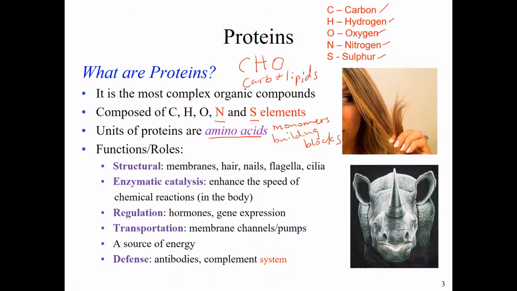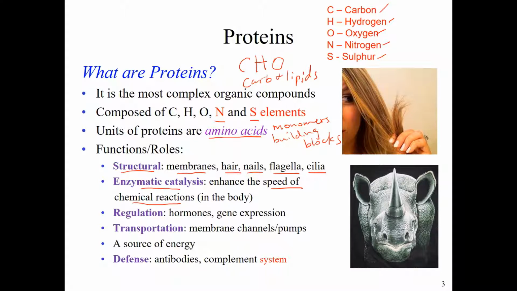Proteins have a wide range of functions and roles. They have structural roles or functions. They are found in cell membranes. They are found in our hair, nails, bacterial flagella, and also cilia. Proteins are catalysts. They are enzymatic catalysts. They speed up the rate of chemical reactions in the body. Without enzymes, life may not exist.